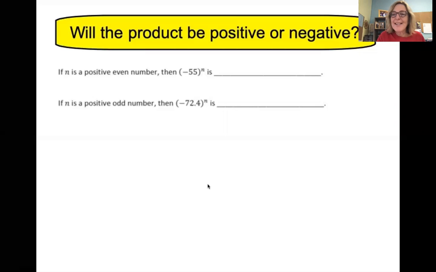So that is lesson 1 on integer exponents. There's more to come, but you have some practice problems to work on.